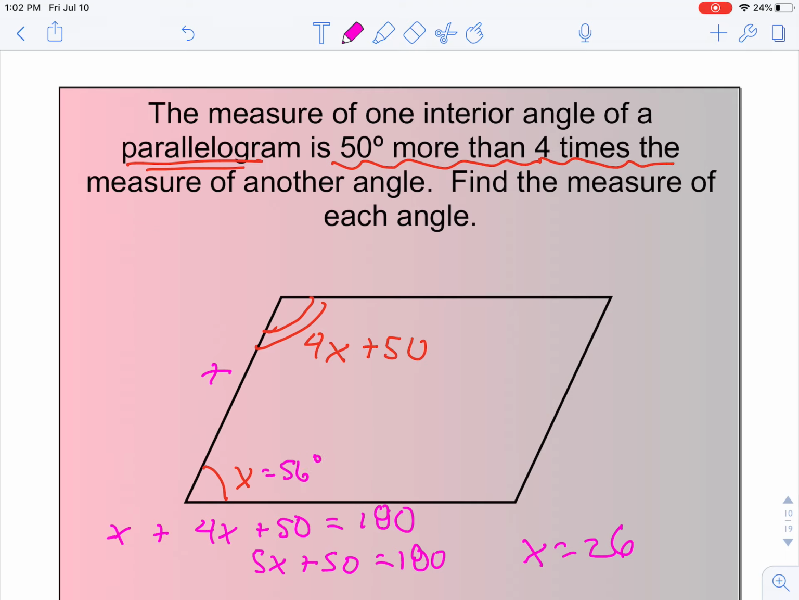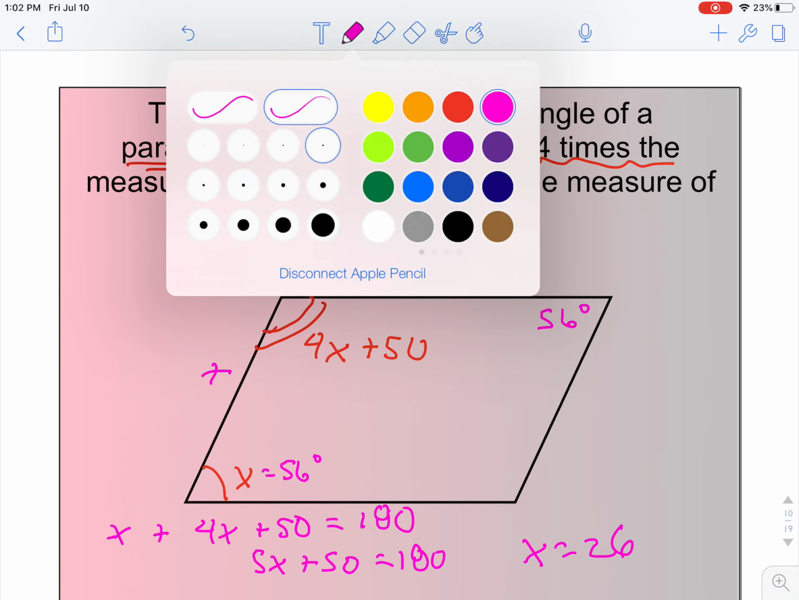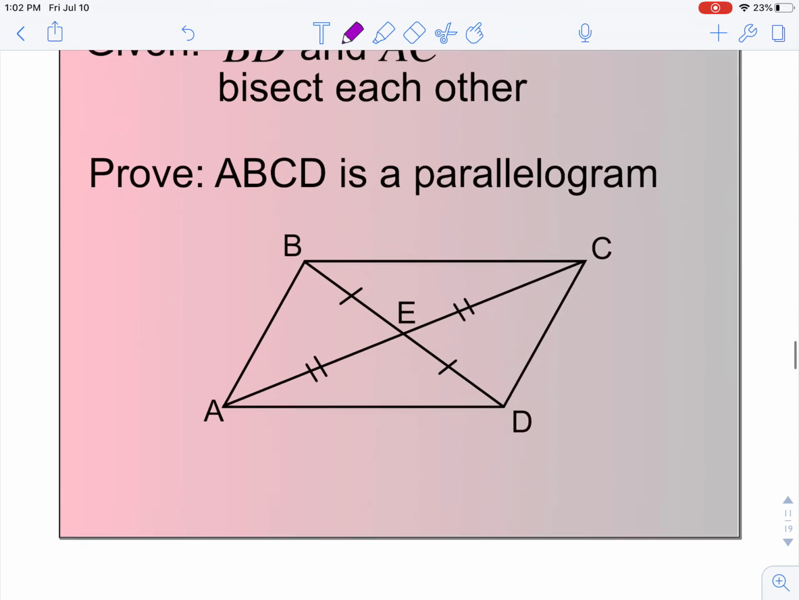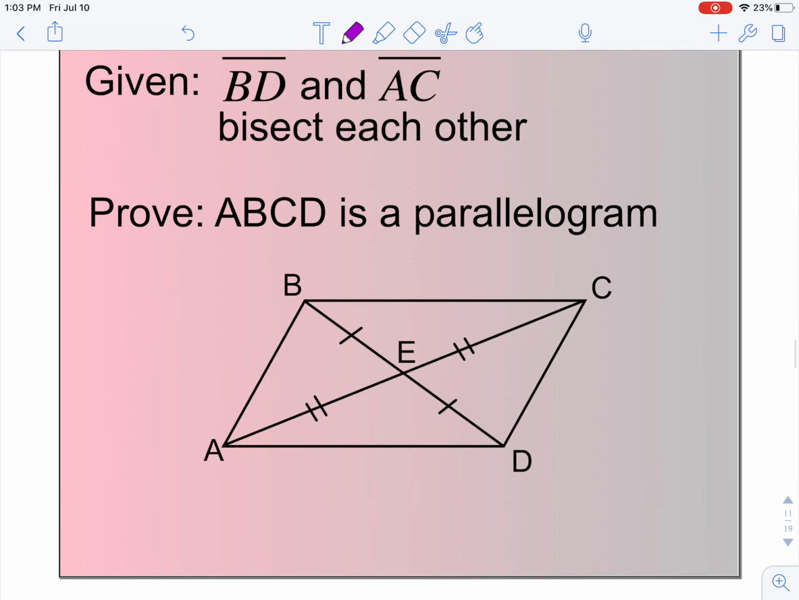So what is the measure of each angle? Well, we have x equals 26, and that means this angle is also 26. And now we could literally just subtract from 180. So 26 from 180 is 154. Or you could substitute in the value of x. So we have found all of the angles.